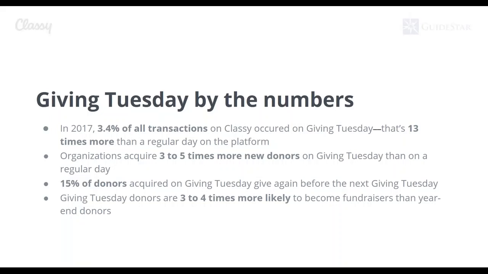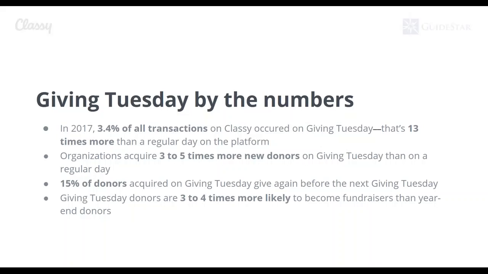Organizations acquire 3 to 5 times more donors on Giving Tuesday than on a regular day, and 15% of donors acquired on Giving Tuesday give again before the next Giving Tuesday. Giving Tuesday also generates twice as many new donors as December 31st, and 3 times as many new donors as a regular day during disaster relief. Revenue-wise, Giving Tuesday generates 13 times as much money as a regular day. In other words, both new and returning donors are out there ready to give. Make sure it's to you.